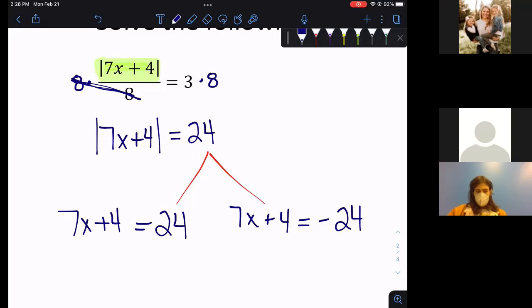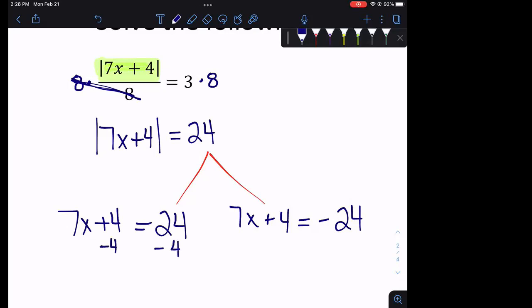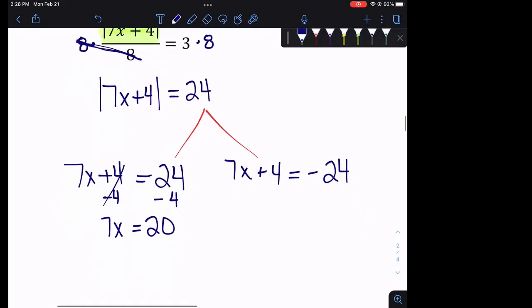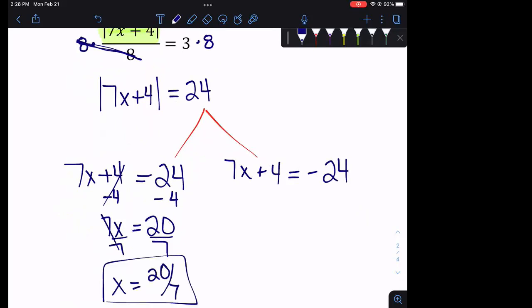So looking at this here, we're going to subtract 4 from both sides. It's going to give us 7x equals 20. We're going to divide both sides by 7. And x equals 20 over 7. Again, we're going to leave it as an improper fraction.